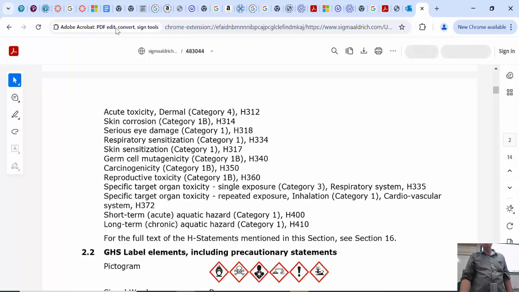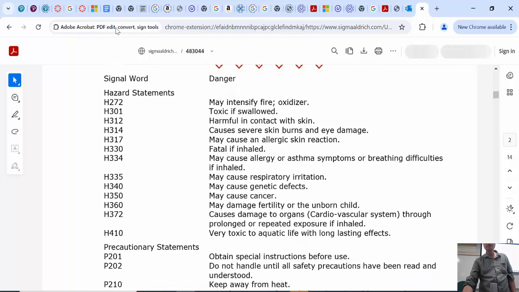We can minimize exposure. In other words, we're just going to reduce our exposure to this. Just take extra precautions so that we can minimize the risk here. So there are short-term hazards and long-term hazards for this. This is aquatic hazards to aquatic life. But this goes into more depth, and so you could read this.